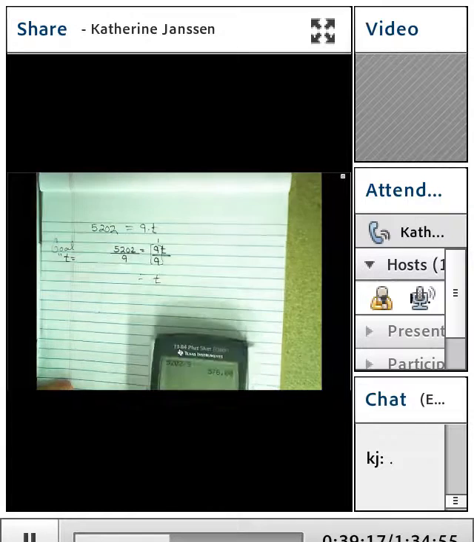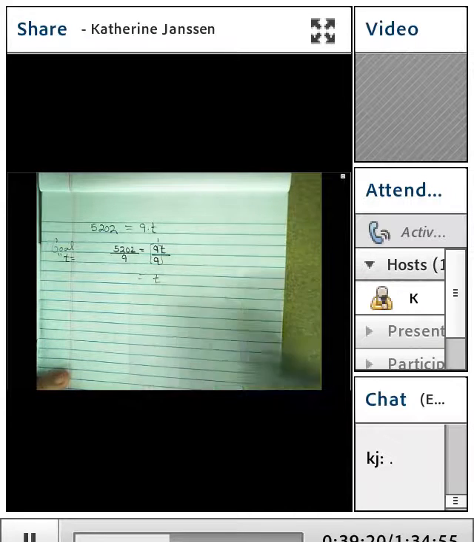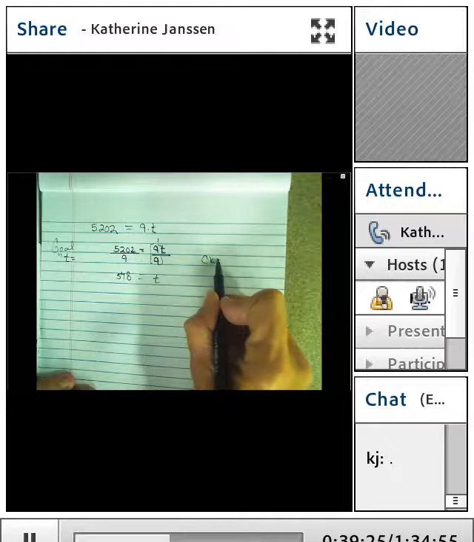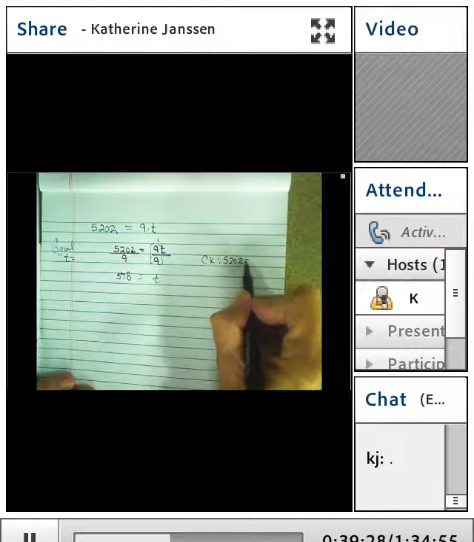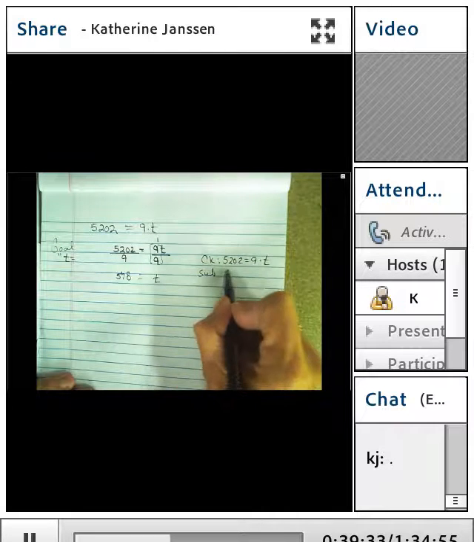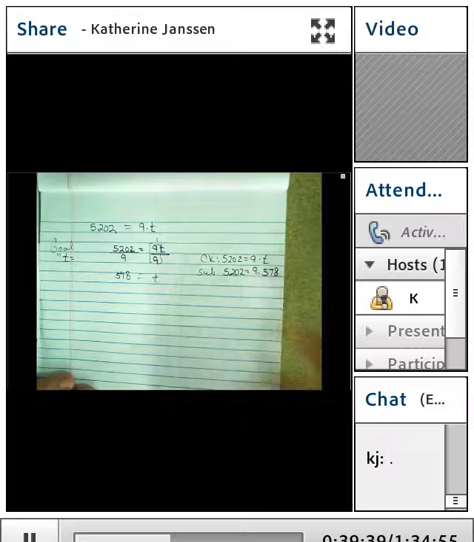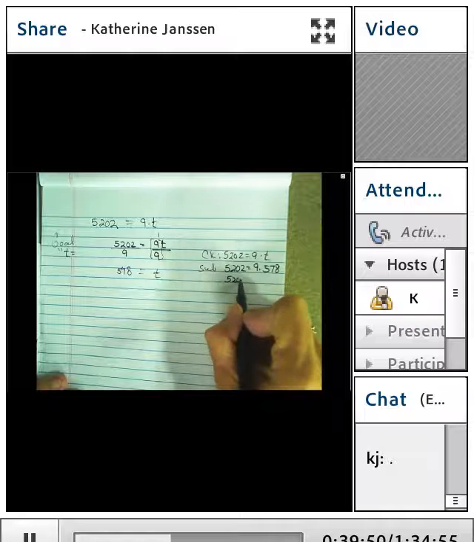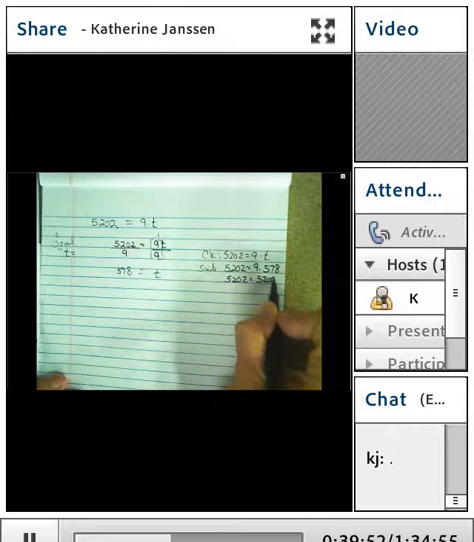Leaves 578. Now we're going to want to check. We have 5,202 equals 9 times t. I'm going to substitute my answer for every occurrence of t. My answer was 578. 9 times 578 is 5,202. That is a true statement, so I can circle my answer.